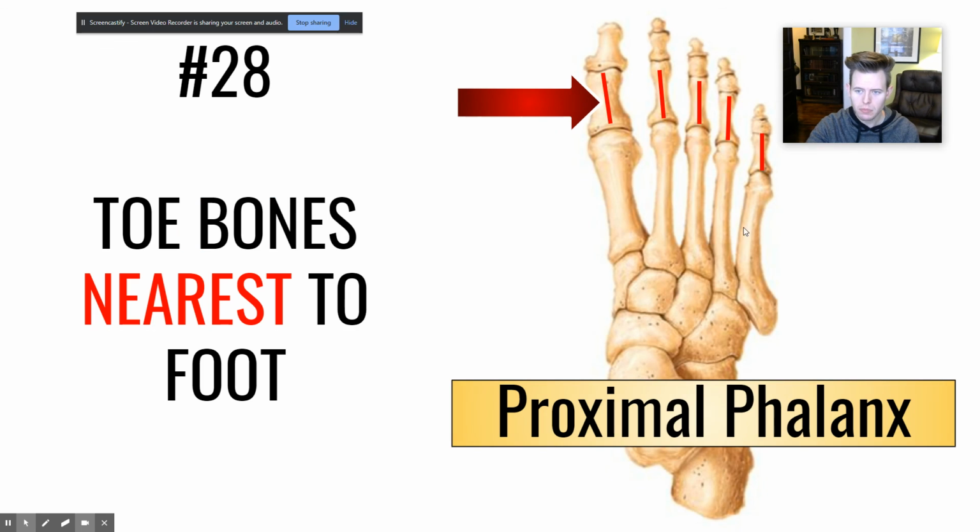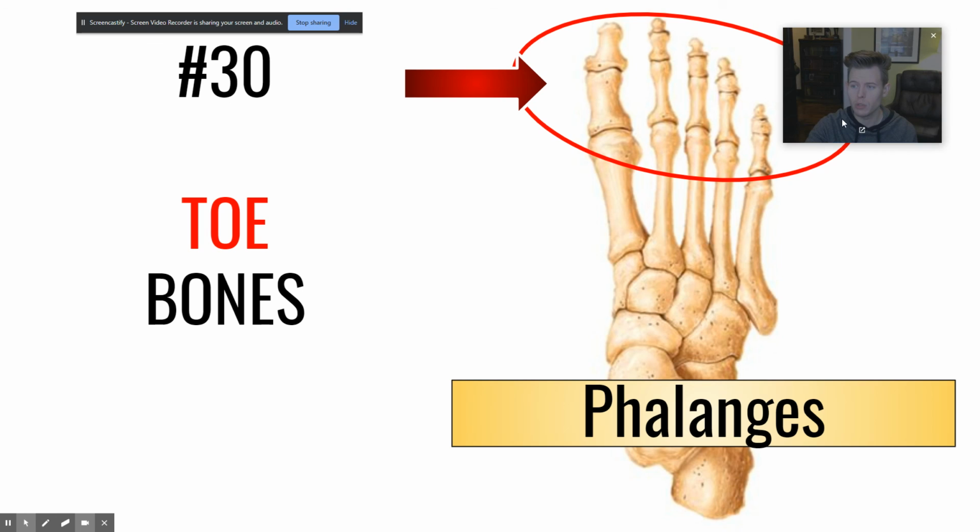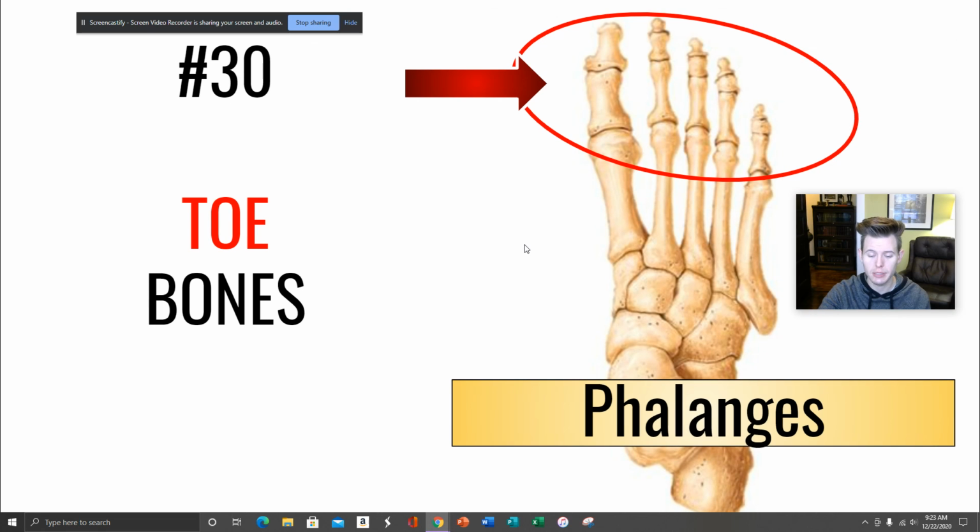28. These are the toe bones closest to the foot. Those are called the proximal phalanx, just like in the hand bones. 29 would be the distal phalanx. And again, these would have a middle phalanx, all of these other toes, but I just didn't put on this test because we needed to keep this to 30 terms. And then finally, toes, just like hands, are called phalanges.